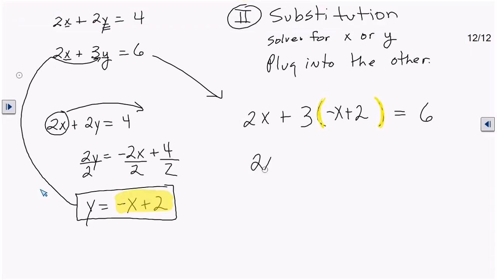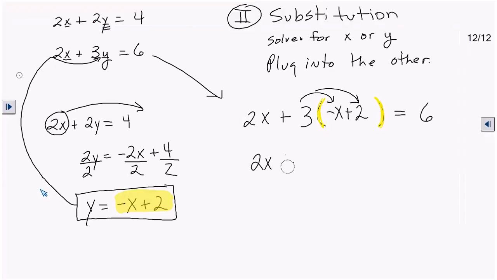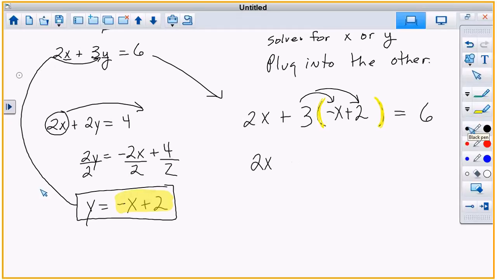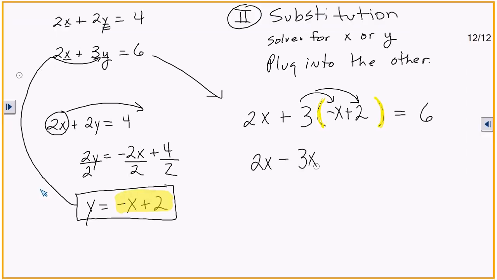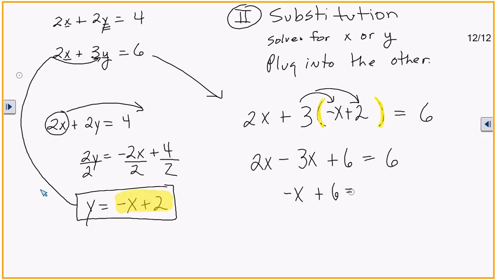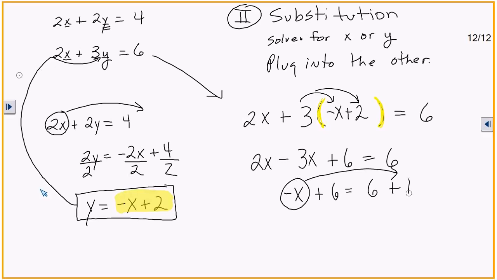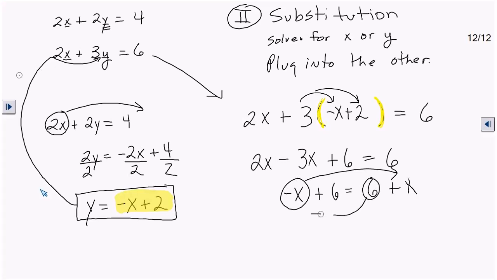2x plus, well, that plus and that negative is going to turn into a negative. So minus 3x plus 6 is equal to 6. 2x minus 3x is what? Negative x plus 6 is equal to 6. I'm going to take this 6 across the river, and I get 0 is equal to x.